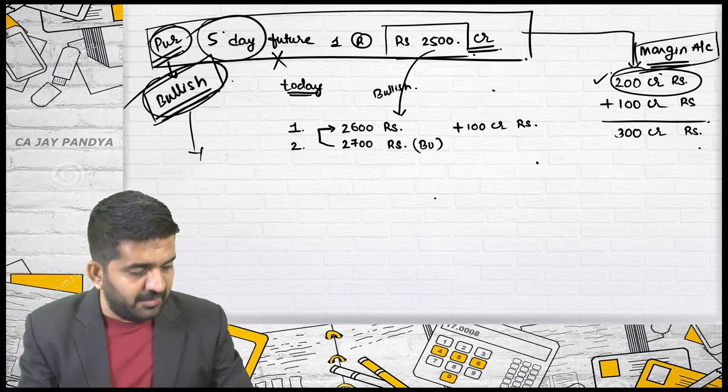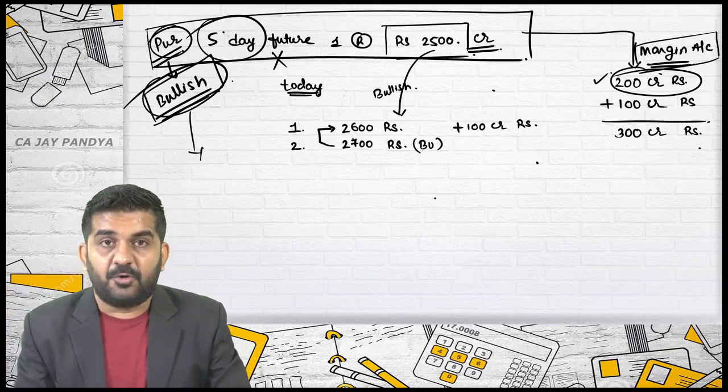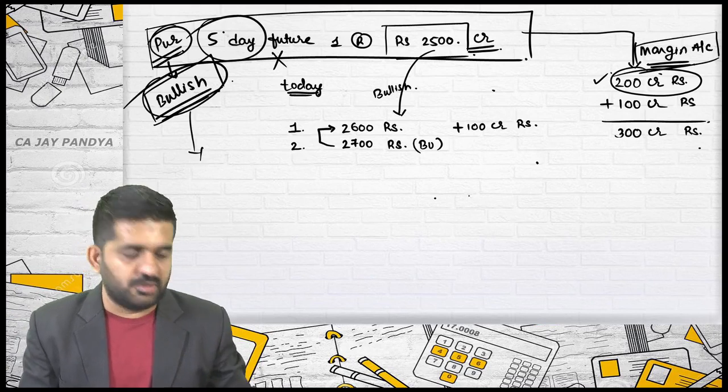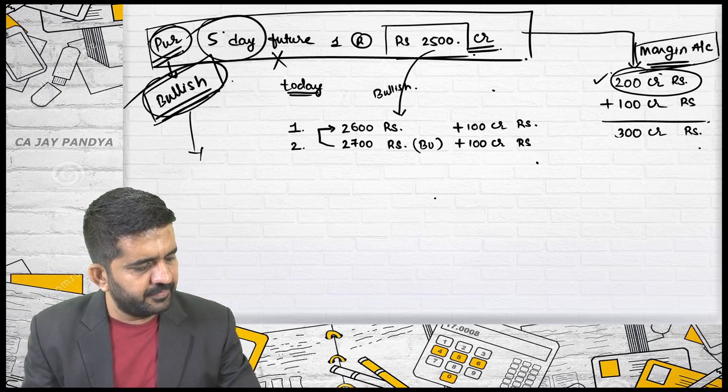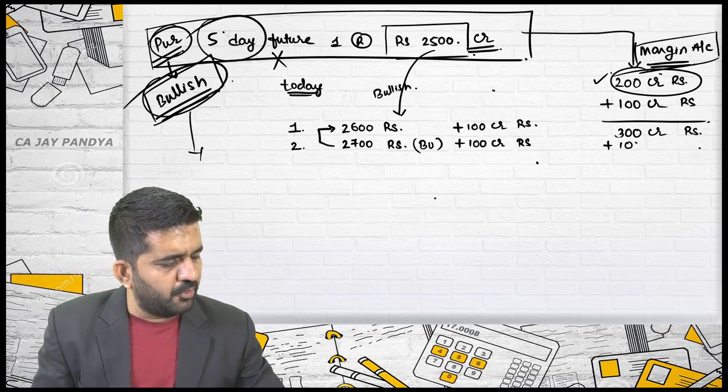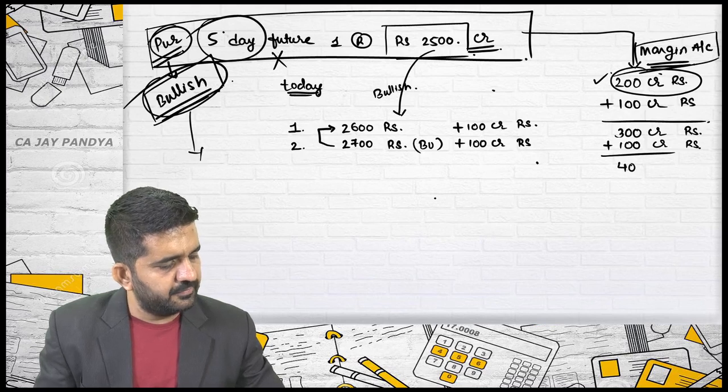I will be getting money, but not 200, only 100 rupees. Difference between 2,700 and 2,600. Is it plus 100 rupees? 100 crore rupees. Assuming I am not withdrawing anything from the market, I will be getting 100 rupees.